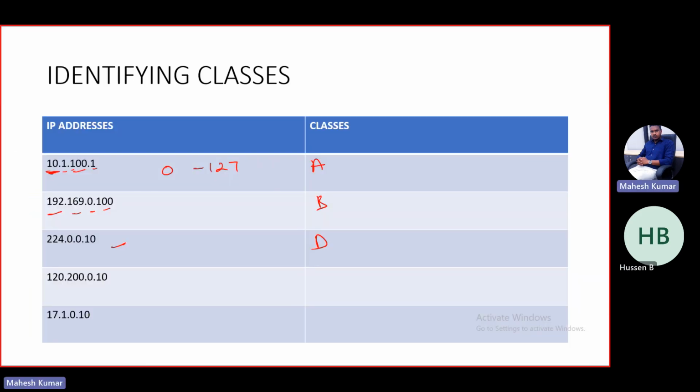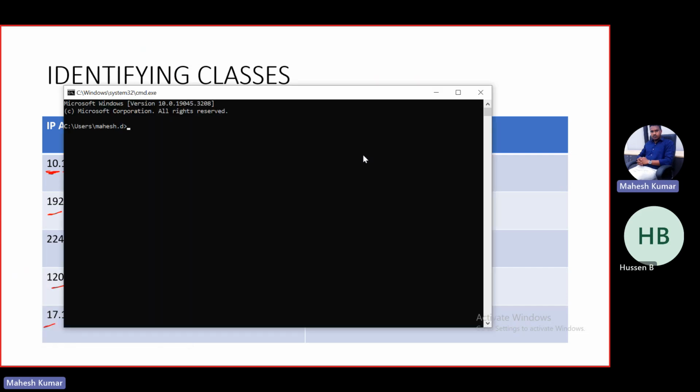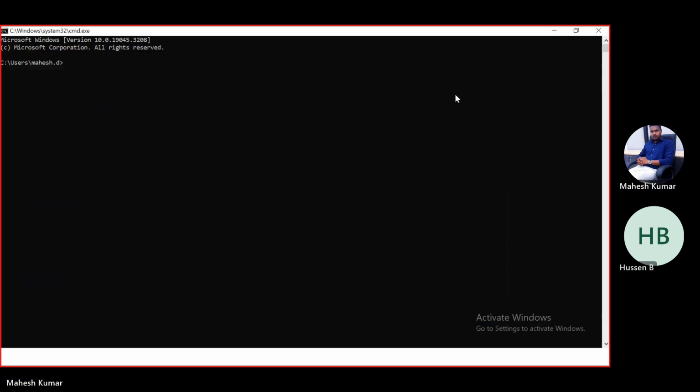So 120 is again class A, and 127 will also come as class A. But remember, this 127 we are never going to use. This 127 is reserved for loopback. We are not assigning this IP to any machine or using it in any network. The reason is that at the time of dividing the IPs into classes, it was thought that we need to keep one separate IP for self diagnosis.